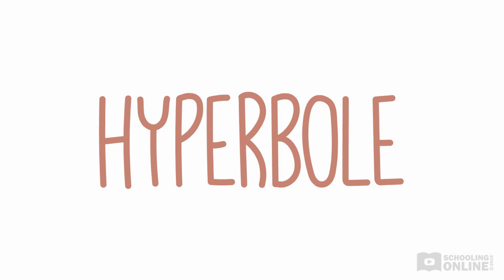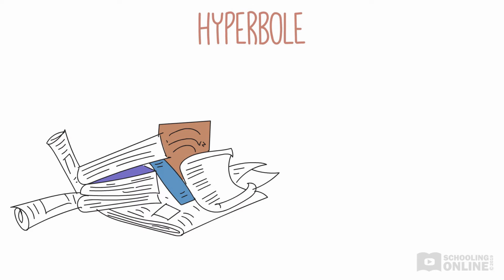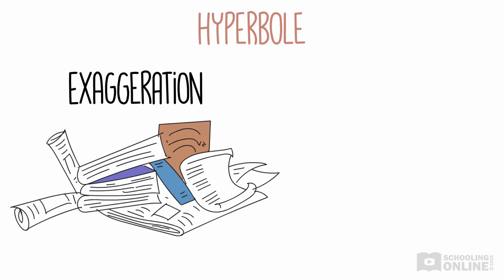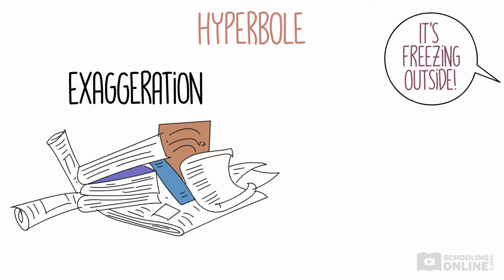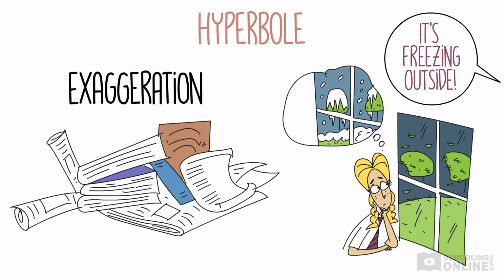Another technique is hyperbole. You'll find it everywhere, whether it be in newspaper articles, novels, plays, or poems. It's basically a fancy word for exaggeration. A great example is when we say, "It's freezing outside." Sure, it might be cold, but nothing's frozen. Obviously, though, it's more evocative to say it's freezing than "it's kind of cold today."